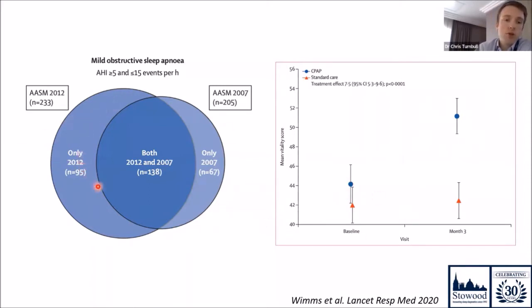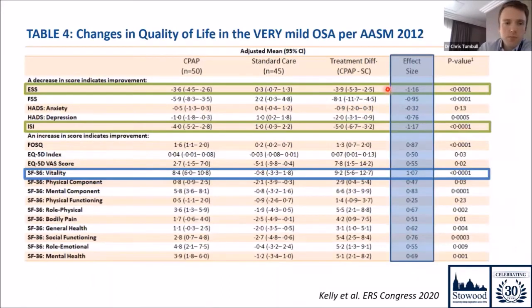But when you look at just this group of 95 patients who I'm going to term very mild OSA, i.e. only OSA on the 2012 criteria, what you can see is that they had an almost 4-point reduction in ESS score, improvement in insomnia, and large improvements in the energy and vitality domain of quality of life. So these effect sizes were all comparable to that in the overall trial size.